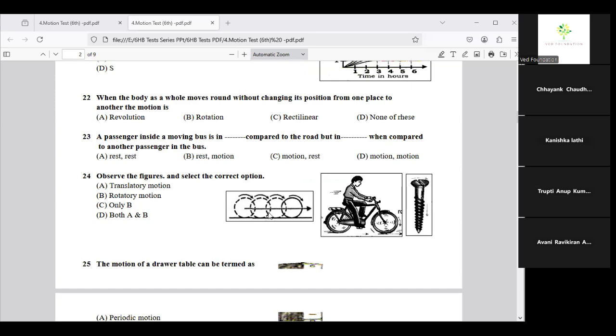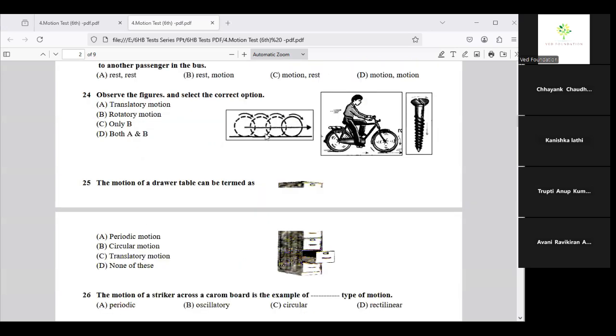24. Observe the figures and select the correct option. Motion of wheel of bicycle and motion of screw are shown here. Both have compound motion. Compound motion means they possess two motions simultaneously. First is linear motion or translatory motion and other is rotatory motion. So the correct answer is option D, both A and B. If it moves forward, it has translatory motion, and it rotates around a fixed axis, so it has rotatory motion also. So the correct answer is option D.